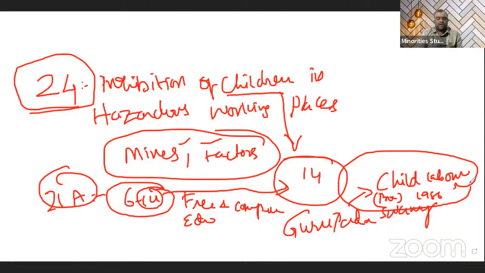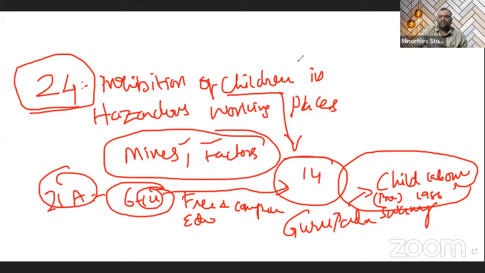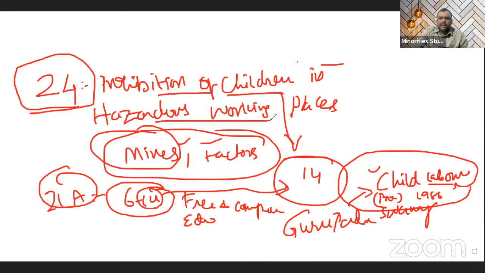Please mute yourselves. If any child is working below 14 years, it means it's violative of Article 24. Based on the Gurupadaswamy recommendation, the government of India enacted the Child Labor Prohibition Act. Whoever is a child means below 14 years. From 14 years to 18 years, they can work anywhere, but subject to some restrictions also. No child is supposed to work in any hazardous working places.